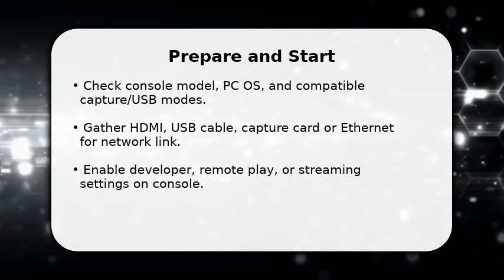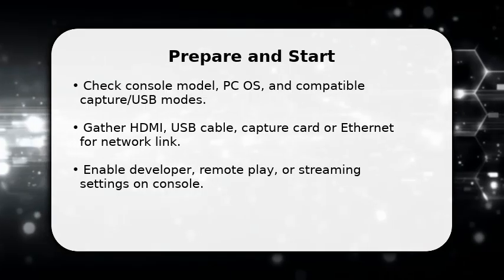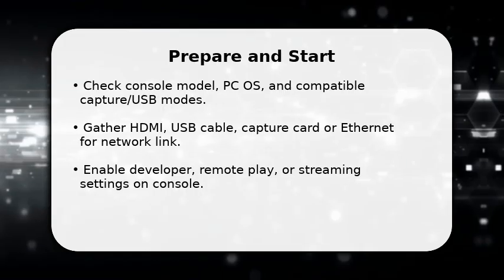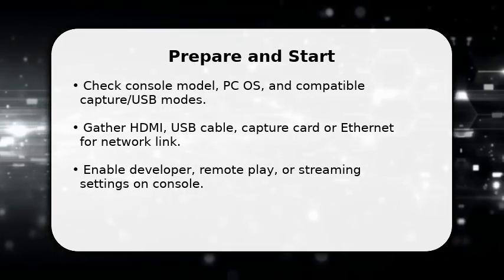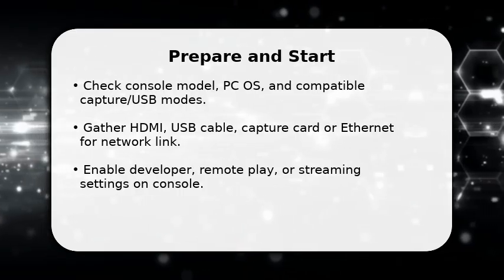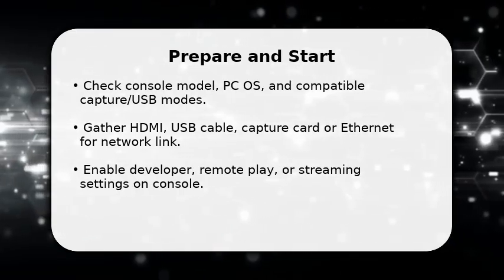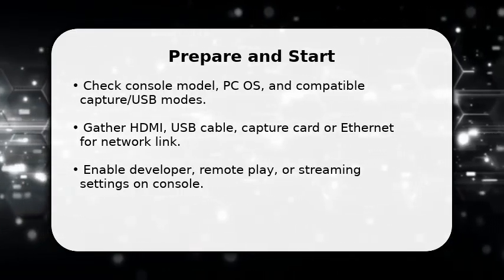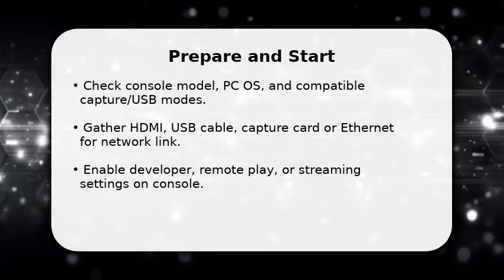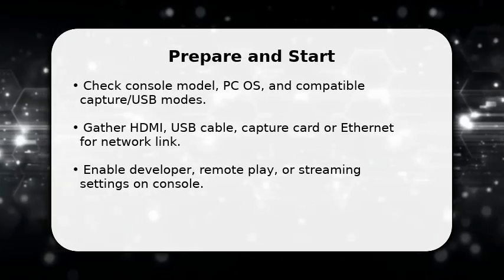You begin by confirming compatibility. Know your console model and PC operating system so you pick the right cable or capture device. Once done, connect power and network, then plug HDMI from console to capture card or TV pass-through. Make sure to attach capture to PC via USB or PCIe and install drivers now. You do this first to avoid redoing work later.